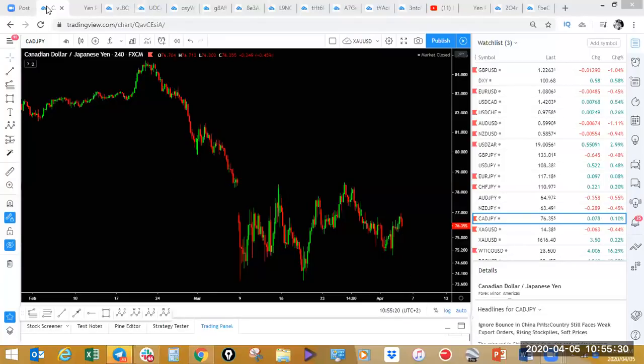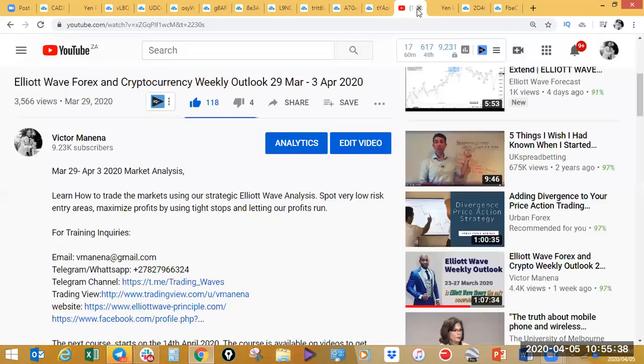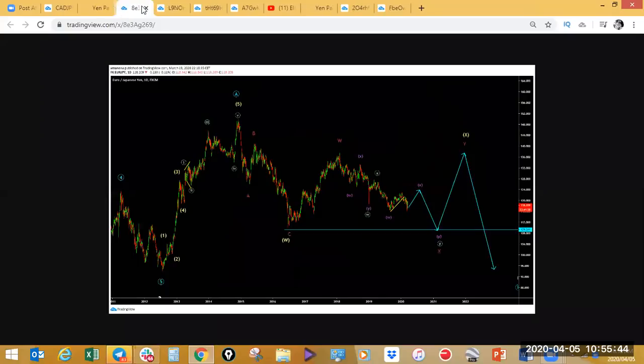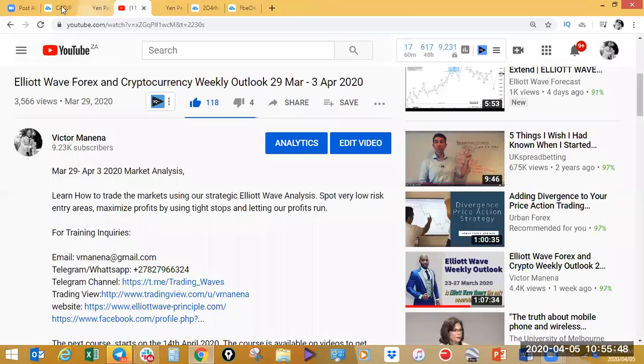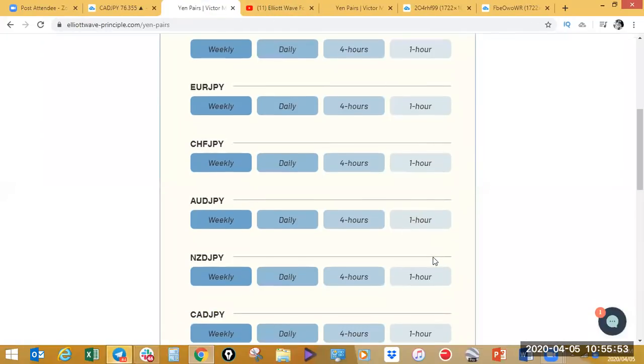This is CAD yen, and let's have a look at it from the chart. I just need to close some of this. We've got so much clutter there. Right, let's continue with CAD yen from the site. Look at CAD yen.